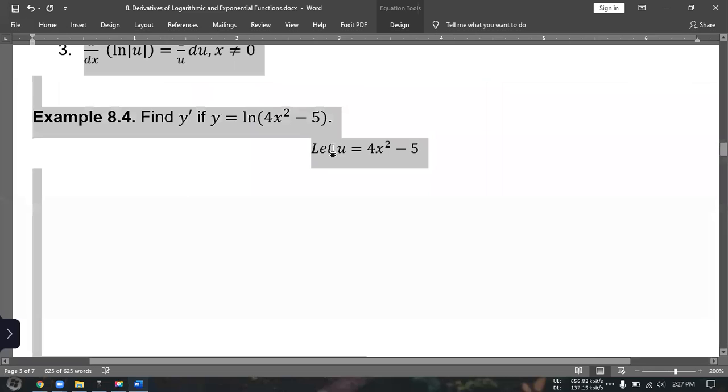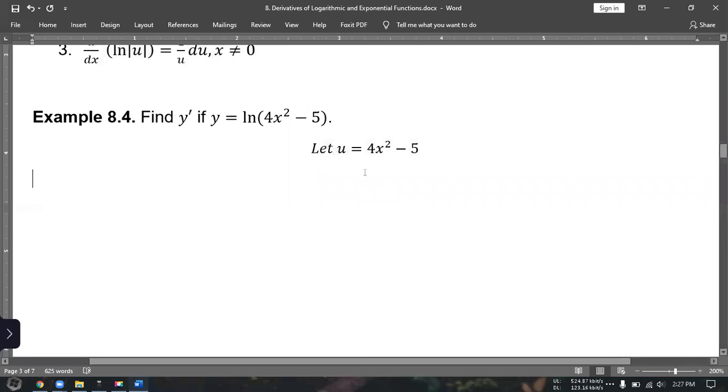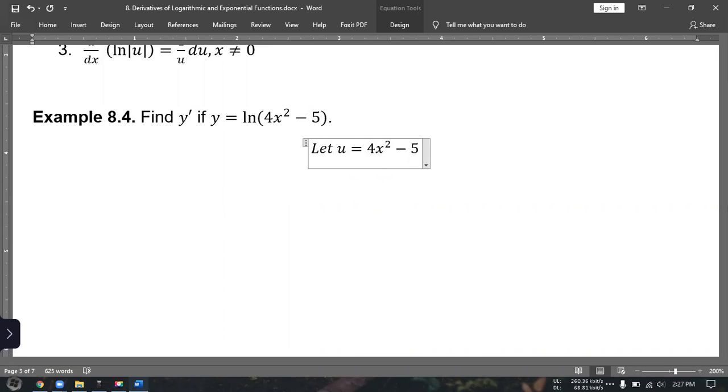Right. Let u be equivalent to 4x squared minus 5 so that the derivative of u is equal to, what is the derivative of 4x squared minus 5? Hello? Anyone? What is the derivative of 4x squared minus 5? 8x. Yes, 8x. Thank you. So our du is 8x.